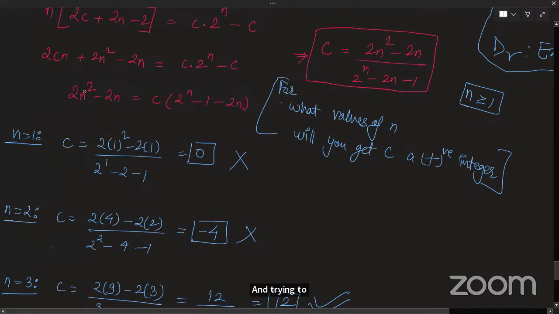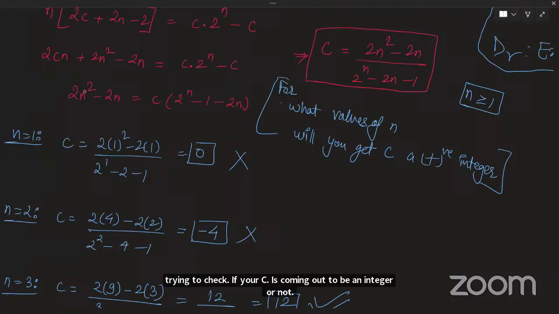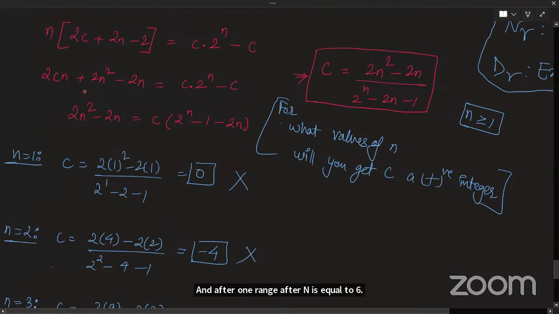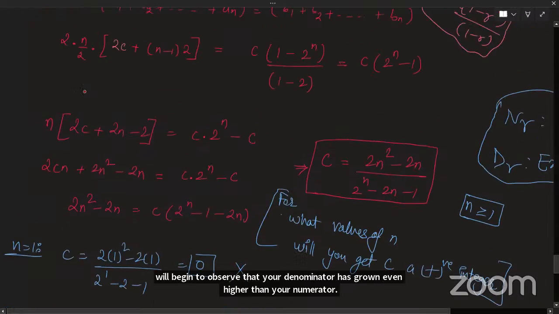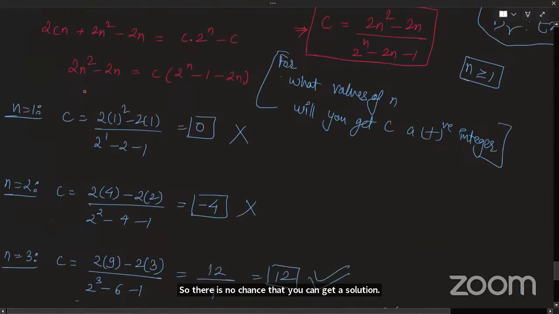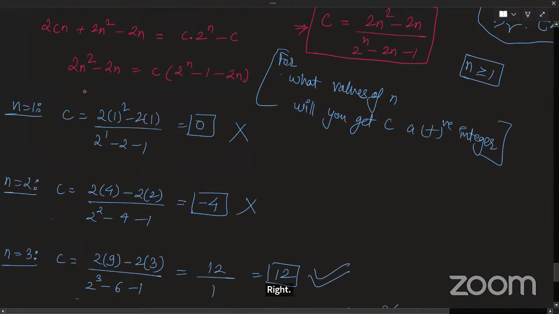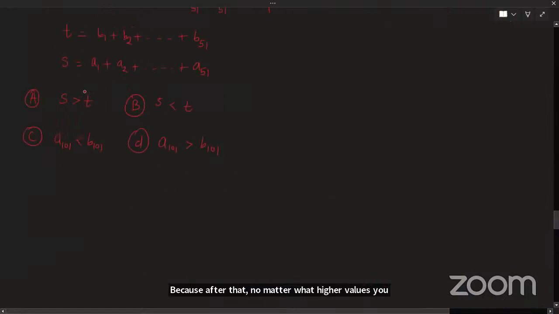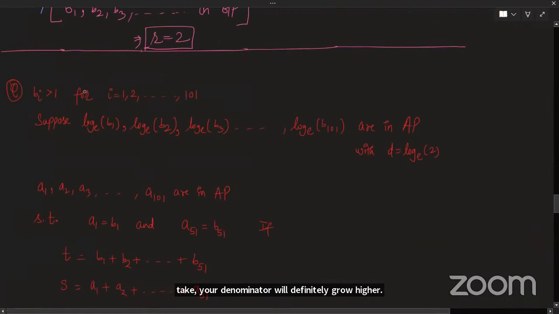After n is equal to 6, you will begin to observe that your denominator has grown even higher than your numerator. So there is no chance that you can get a solution, right? Because after that, no matter what higher values you take, your denominator will definitely grow higher. So that was the basic catch of the question.